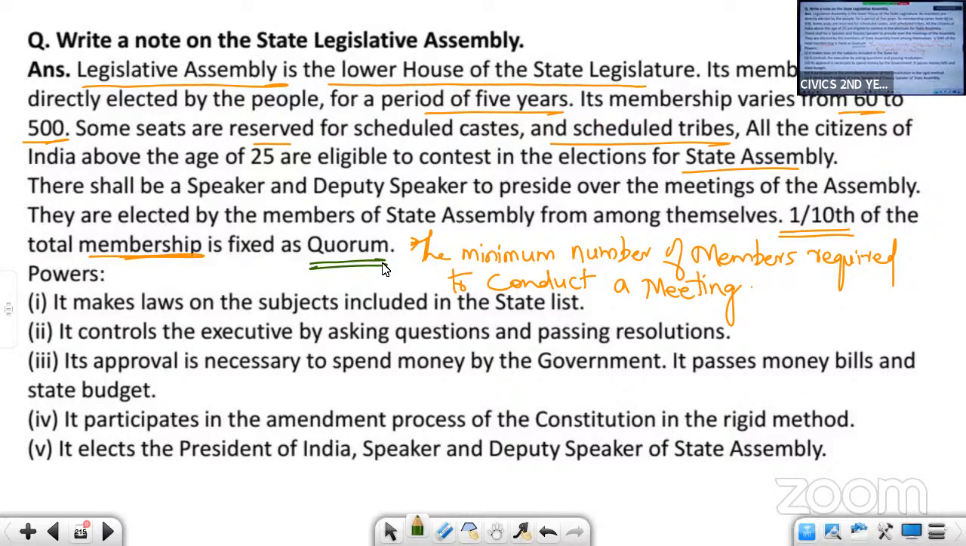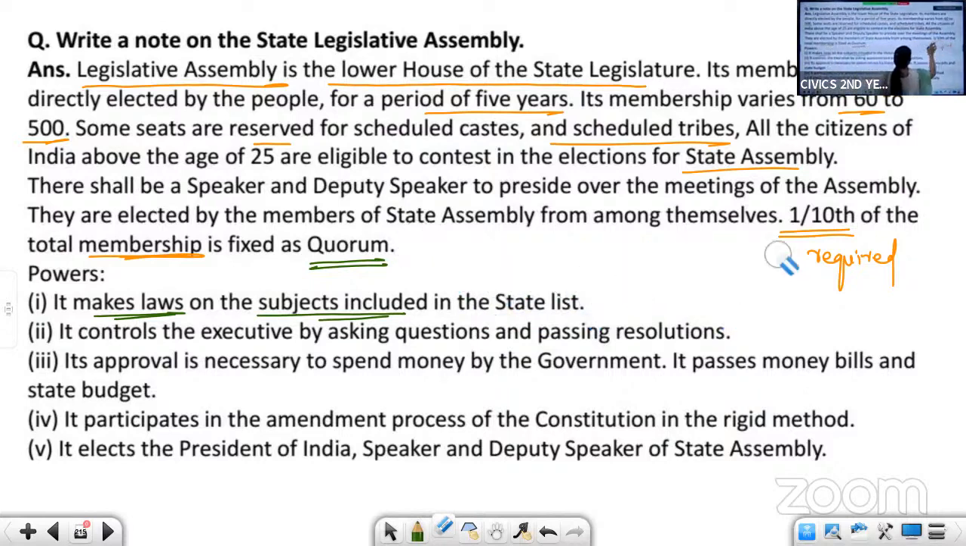Then next, what are the powers of the Legislative Assembly? The Legislative Assembly makes laws on the subjects included in the state list. We have discussed this, right? When we discussed your 5th chapter, Union State Relations, I told you the state legislature will make laws on the subjects which are included in the state list.